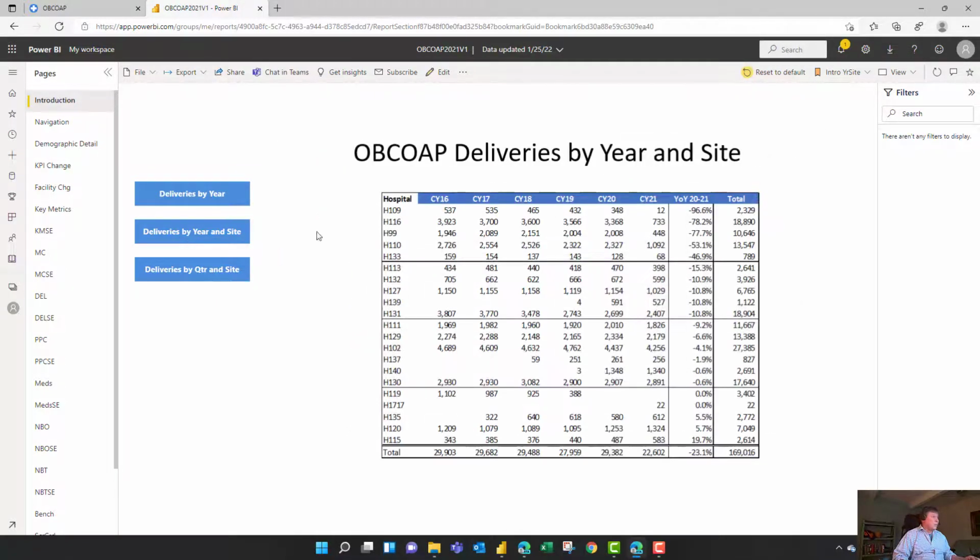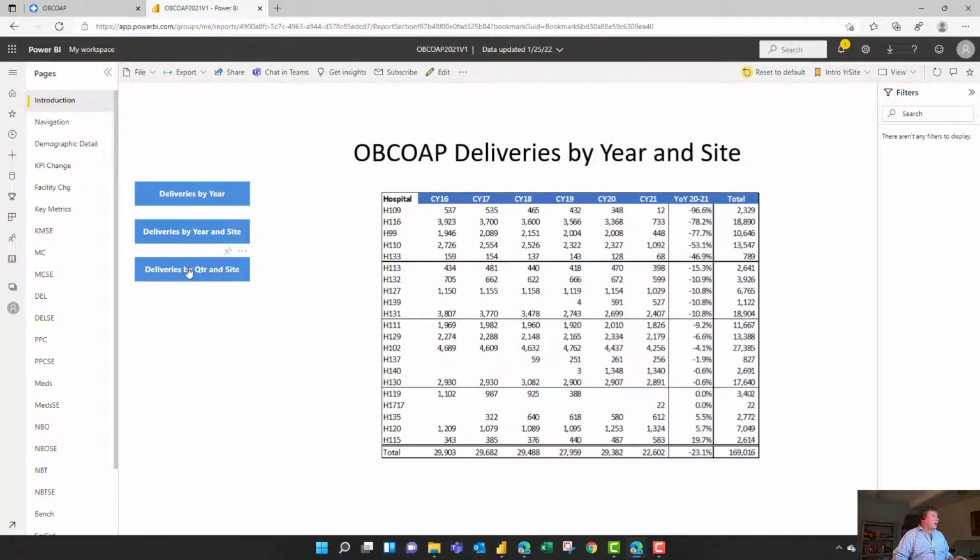So if we take a look by site, we're going to see that for a number of facilities, the number of deliveries is down pretty sharply. So 96%, 348 to 12, 78 and 77%, 3,300 to 733, 2,000 to 448, etc. That's because the data is not complete.